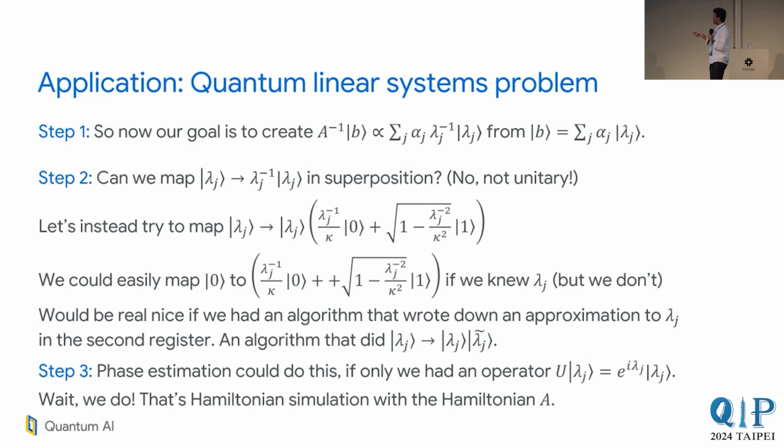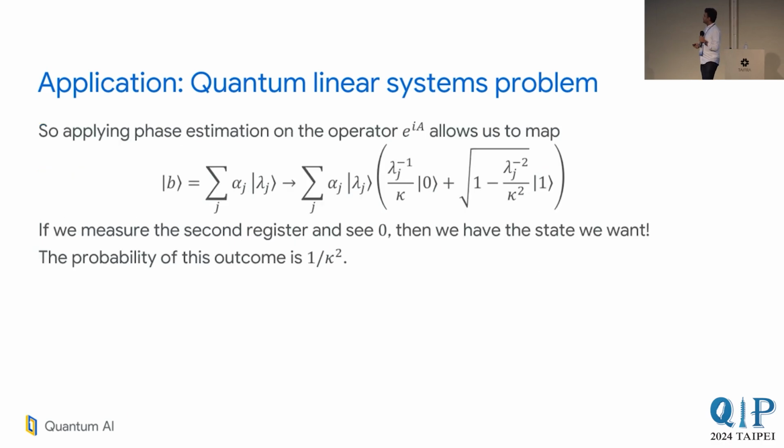So do we have an operator whose eigenvalues are e to the i lambda j? Yes, we do. It's e to the iA. That's what the Hamiltonian simulation problem solves for you. We talked about Hamiltonian simulation: for a given matrix A, it can give you the operator e to the iAt for any t. Here t is 1, so it can give you e to the iA. So cool, we have phase estimation and Hamiltonian simulation. Now we can write down this phase over here and do this conditional rotation. That's pretty cool.